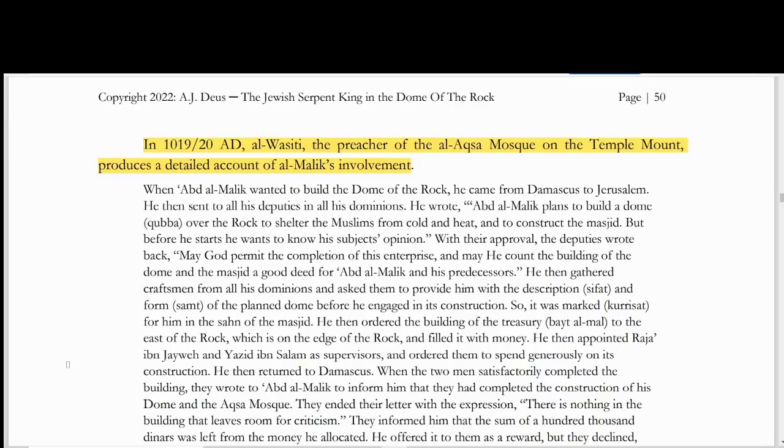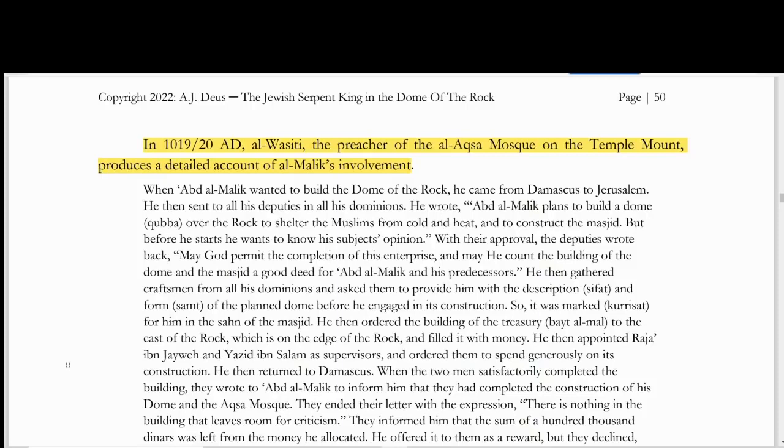With their approval, the deputies wrote back, "May God permit the completion of this enterprise, and may he count the building of the dome and the masjid a good deed for Abd al Malik and his predecessors." He then gathered craftsmen from all his dominions and asked them to provide him with the description and form of the planned dome before he engaged in its construction. So it was marked for him in the sahn of the masjid. He then ordered the building of the treasury to the east of the rock, which is on the edge of the rock, and filled it with money.